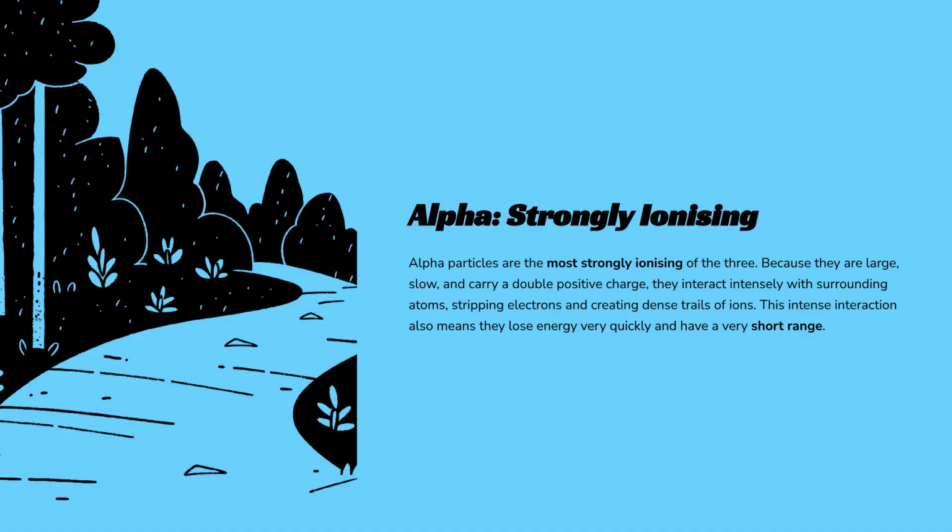Alpha particles are the most strongly ionizing. Because they are large, slow, and carry a double positive charge, they interact intensely with nearby atoms, stripping electrons and creating dense ion trails. This interaction causes them to lose energy quickly, meaning they have a very short range.